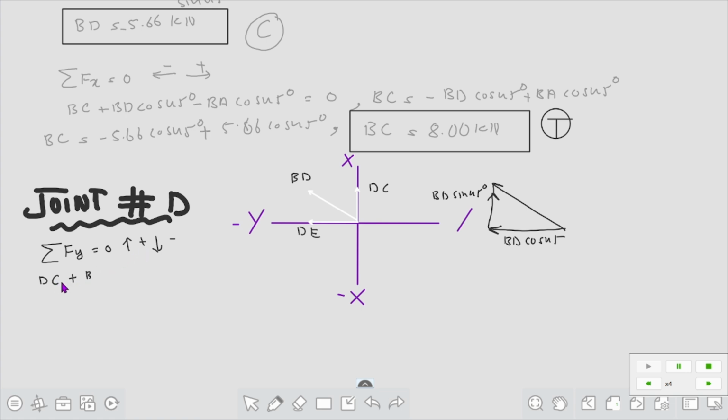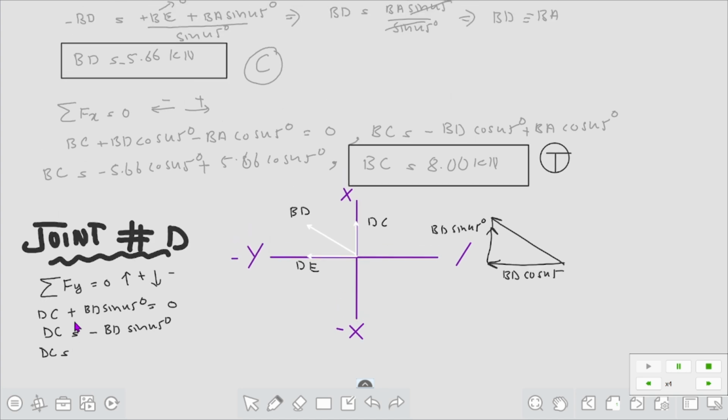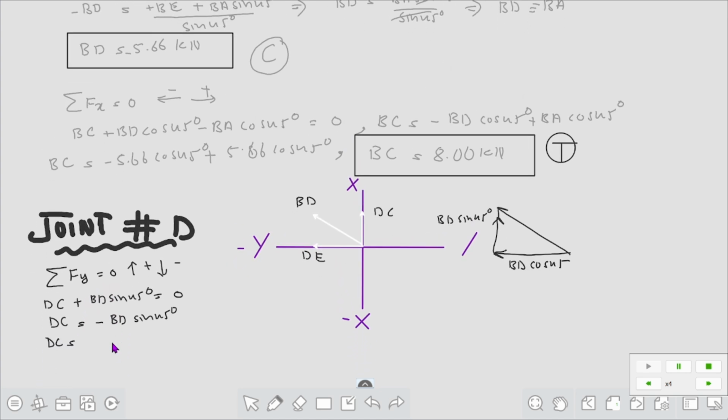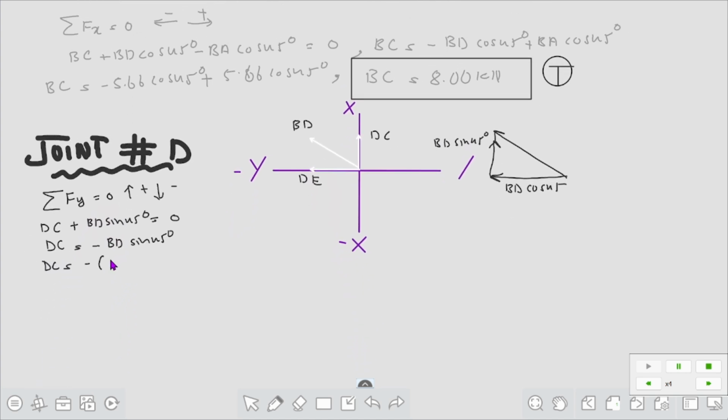So DC plus BD sine of 45 degree equal to 0 and DC will equal to negative BD sine of 45 degree. So DC will equal to, at the place of BD, I will plug in the value of BD, 5.66 sine of 45 degree. So DC will equal to 4 kilonewton. This is in compression.